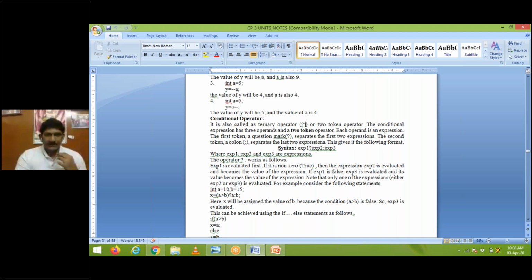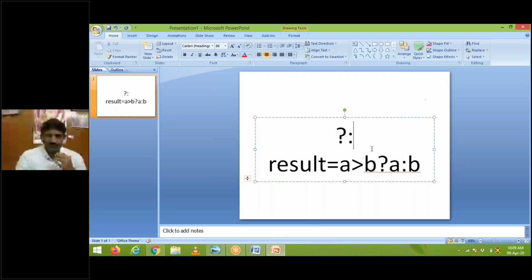Okay. So this is the syntax of the two-token operator or conditional operator. First, you have to declare expression 1. After that, question mark. After that, expression 2. After that, colon. It is not semicolon. Colon and expression 3. So like here you declared it like this: result equal to a greater than b question mark a colon b.